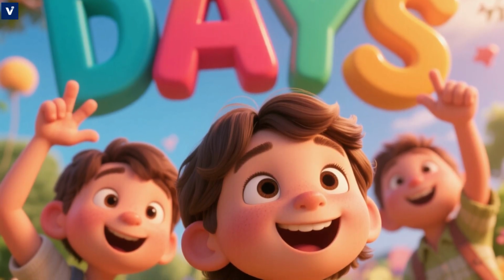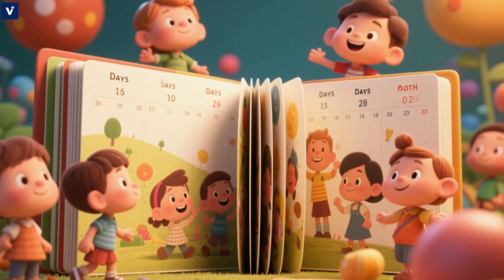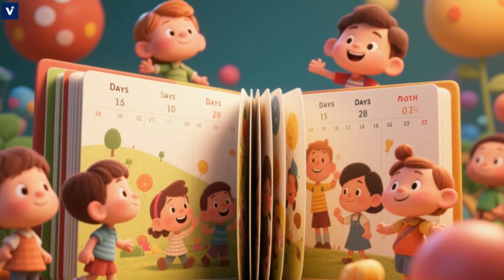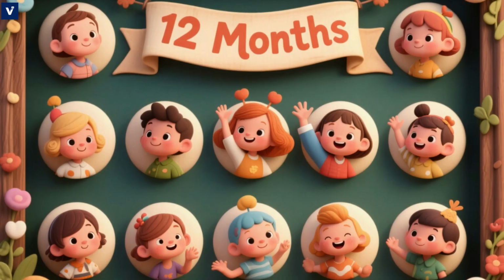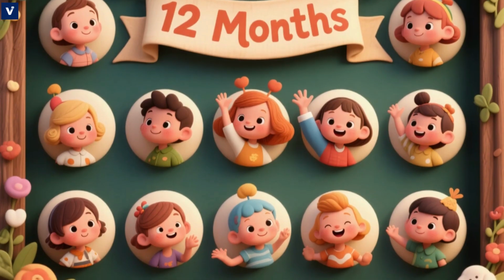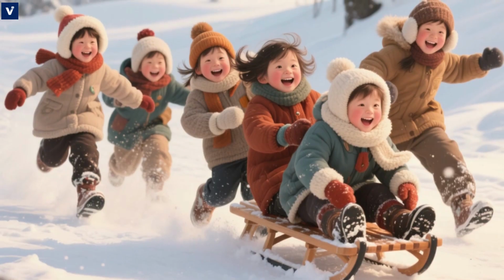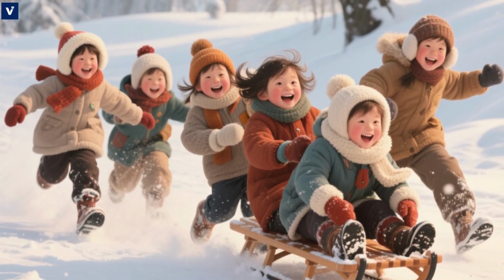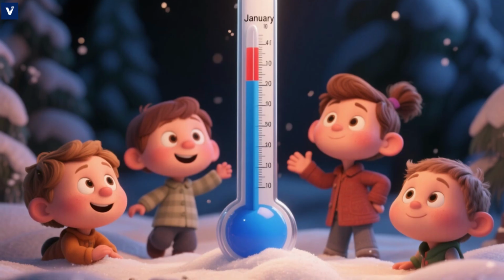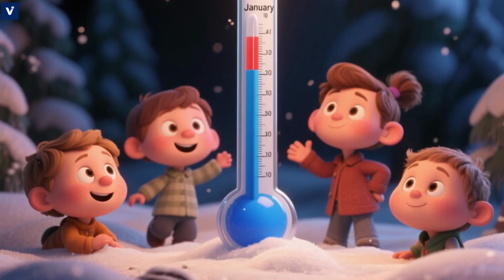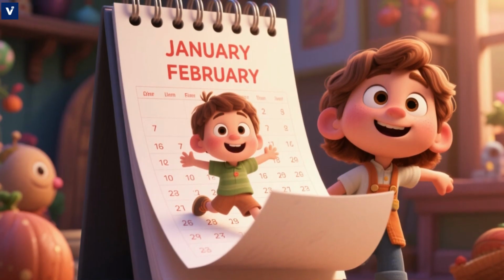Always remember, days start with a capital letter in English. This is very important. Now, let us move to months of the year. In English, there are 12 months in a year. The first month is January. January is very cold in many countries.